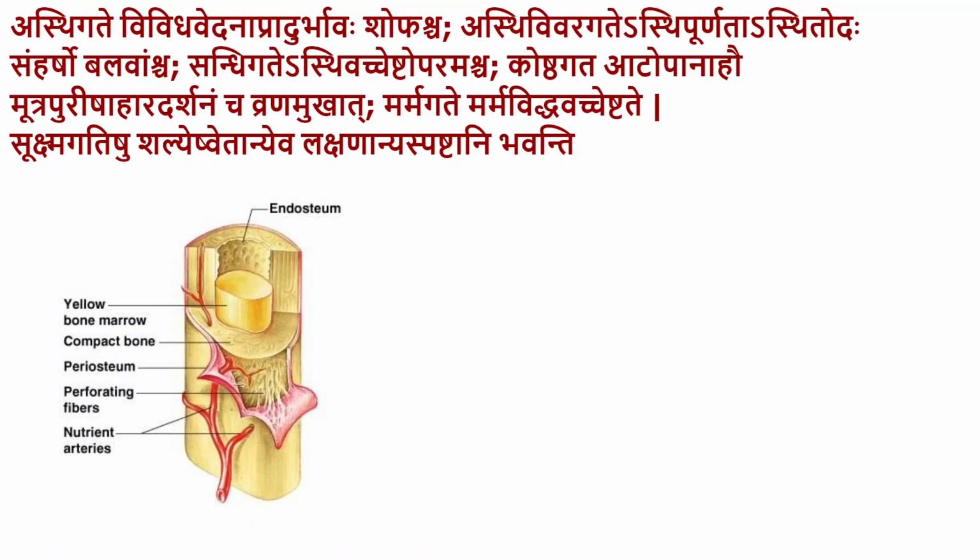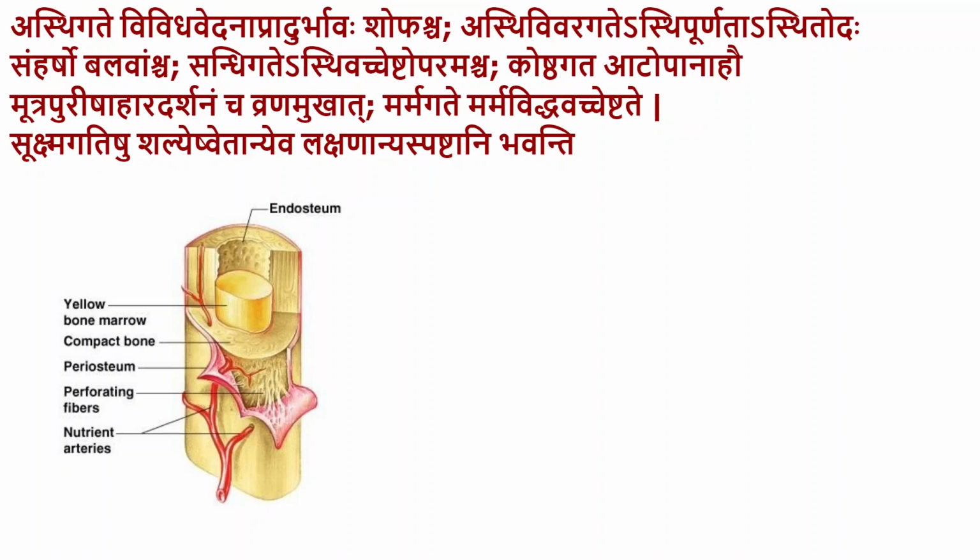Kostagate ato panaho mutra purishahara darshanam jabrana mukhata. If there is involvement of the kostha, abdomen, then either there could be atopa or anaha, this distension with the hyperperistalsis or distension with the paralytic changes. Whenever there is an inflammation in the beginning stage, early stage, there will be a hyperperistalsis, but later, once the inflammation has become settled, established, then it becomes dynamic or paralytic changes would occur in the intestines. That's the difference in the atopa and anaha. These are the two stages of involvement.